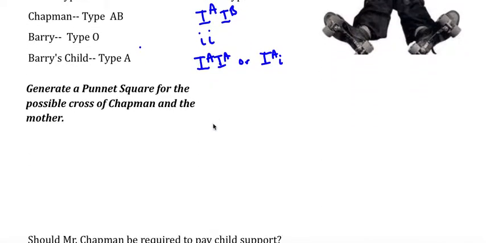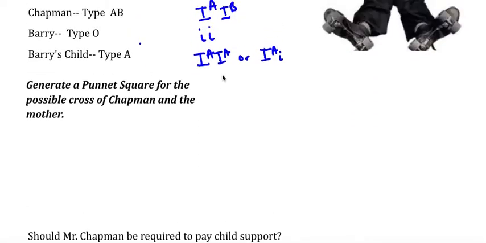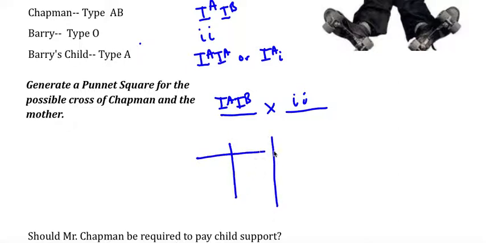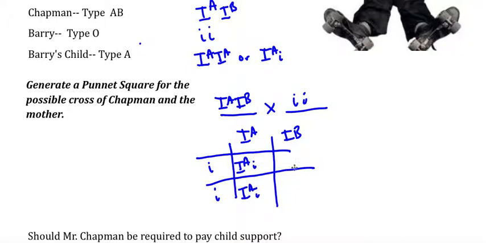If we remember, here's our cross, here's our parents. We've got I^A, I^B, and then little i, little i, and then we'll run our Punnett square here. I'm sorry, my handwriting isn't great. So we would get a Punnett square that looks something like this.